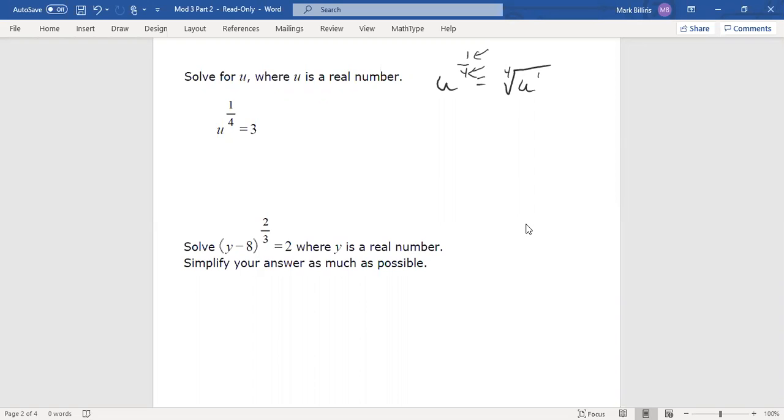So how do we solve this? What we can do is raise both sides to the reciprocal of the exponent. So I'm going to raise both sides to the fourth power. And you see what happens on the left-hand side, it reduces and just leaves us with u to the first equals 3 to the fourth power, and 3 to the fourth power is 81.